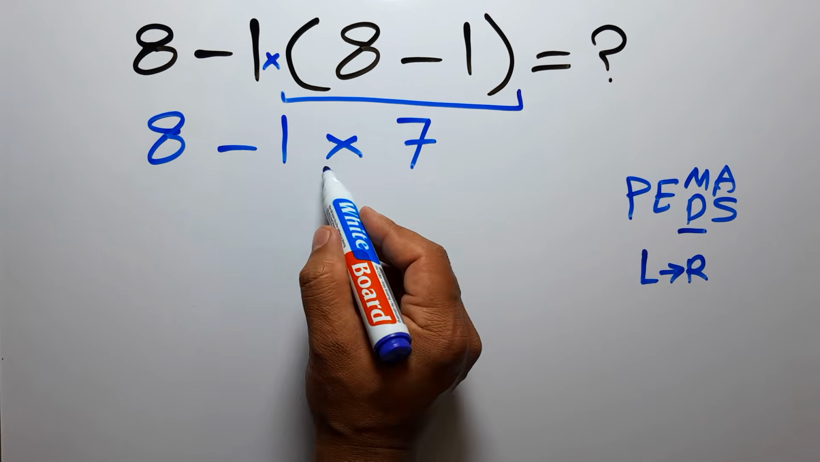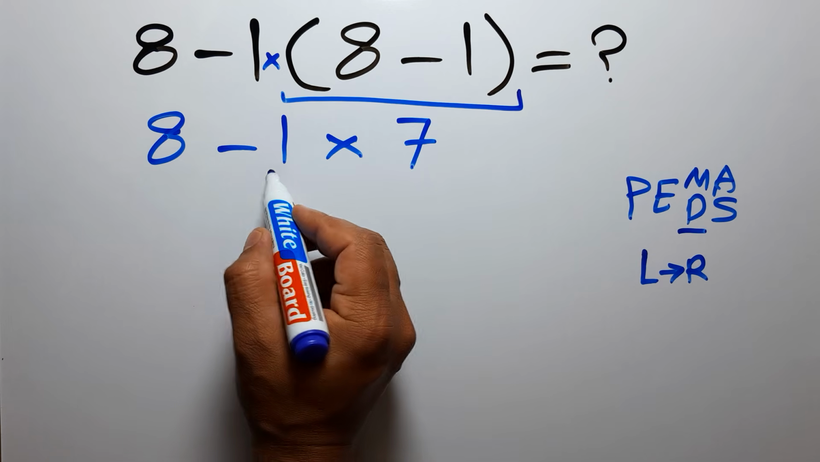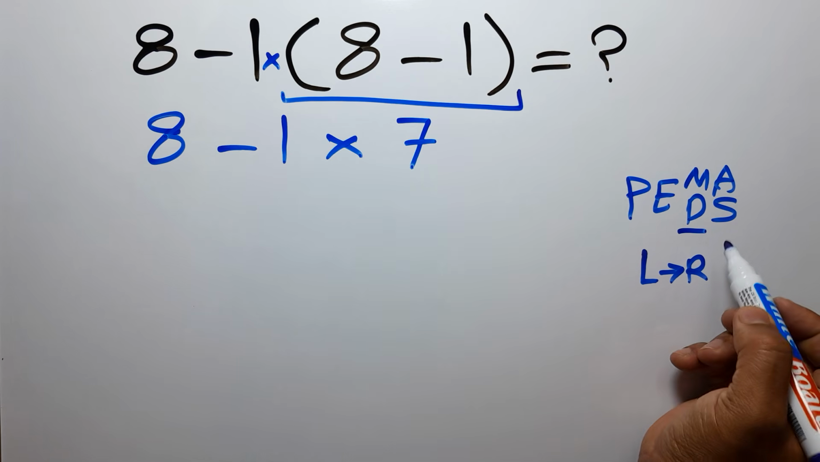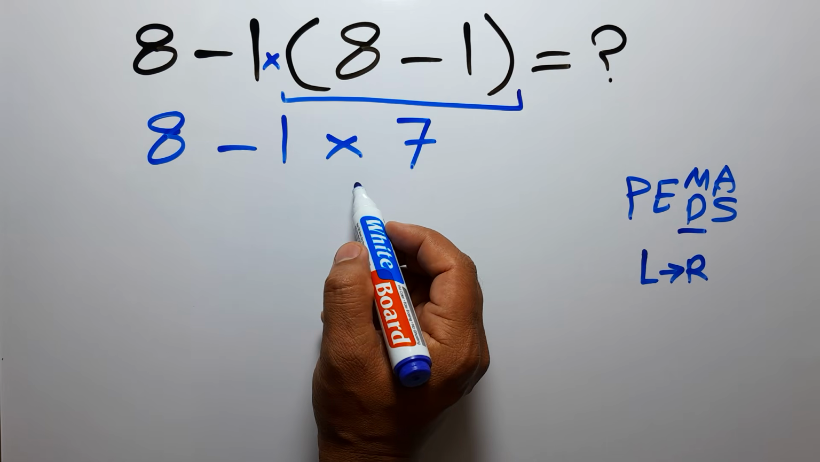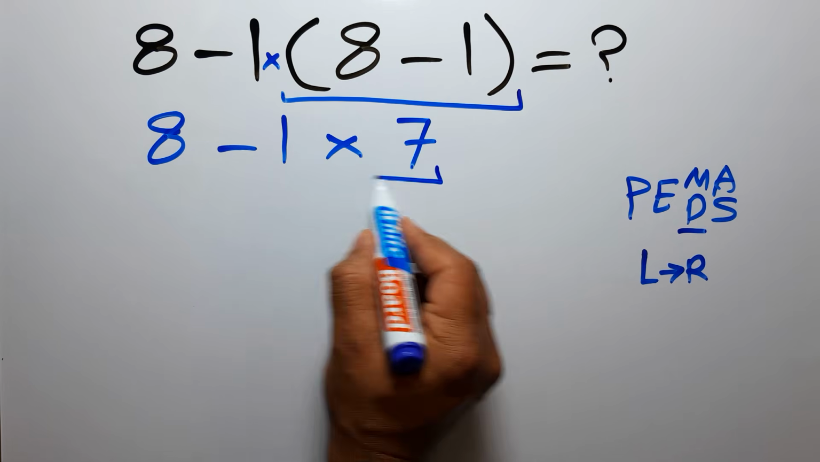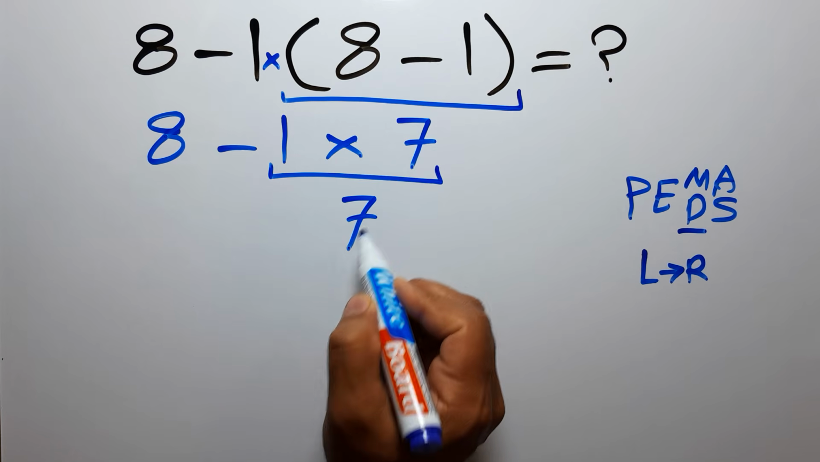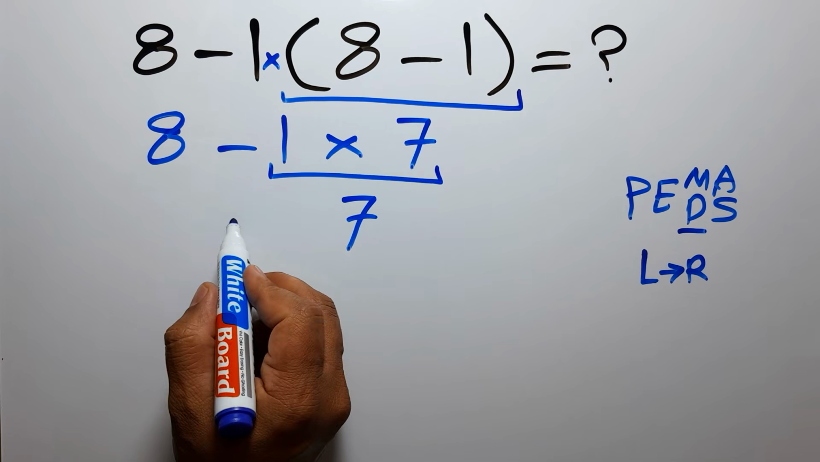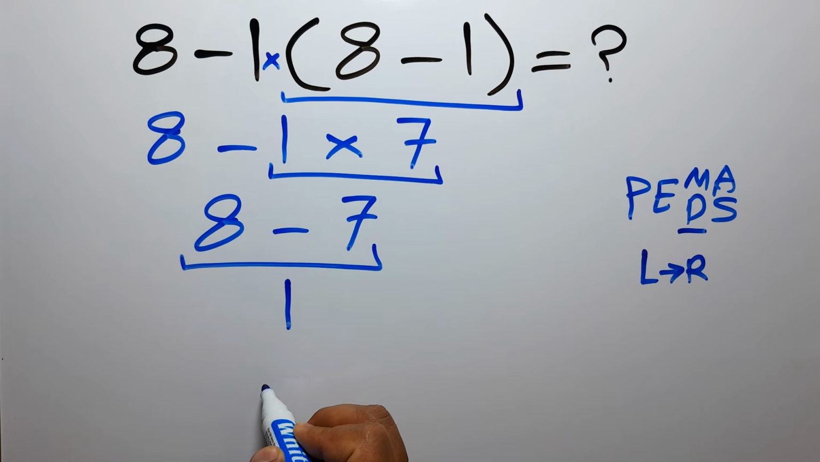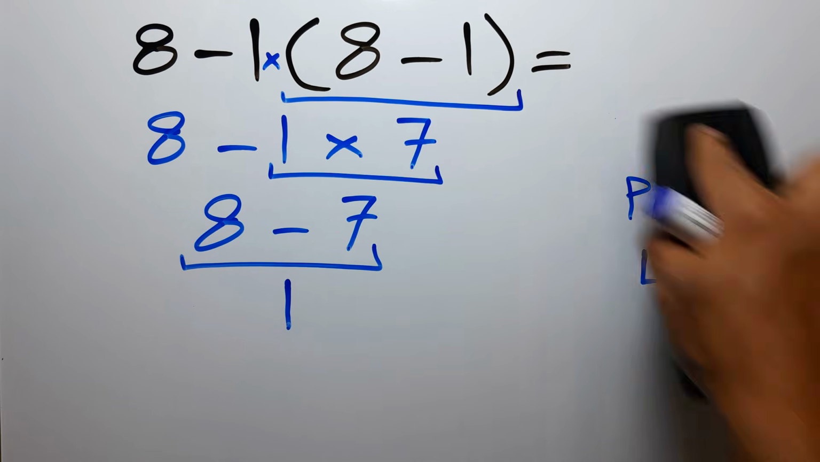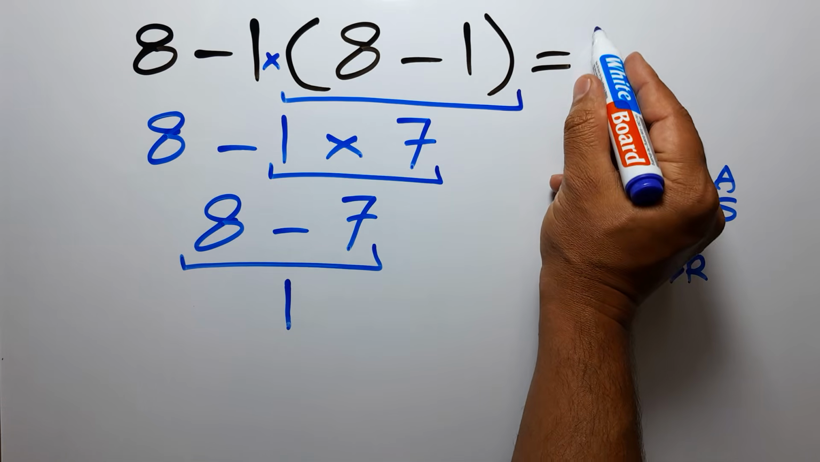According to PEMDAS, multiplication has higher priority than subtraction because multiplication comes before subtraction. So here, first we have to do this multiplication. 1 times 7 gives us 7. So we have 8 minus 7, which equals 1. And this is our final answer to this problem. The correct answer is 1.